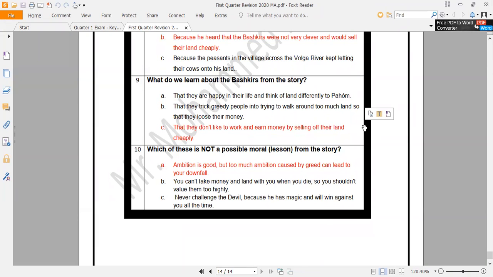At the end, we learn from the Bashkirs' chief, who turns out to be the devil originally, that they don't like to sell their land cheaply. That was just a lesson that the devil was teaching Pahom. Got it?